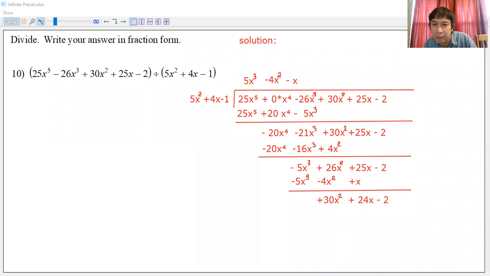Okay, and our line here is 30x squared. We're back to divide. That's 30x squared. Our divisor is 5x squared, so we can still continue. They have the same degree. So 30 by 5 is 6, so we're going to have here plus 6. That's plus 6 there.